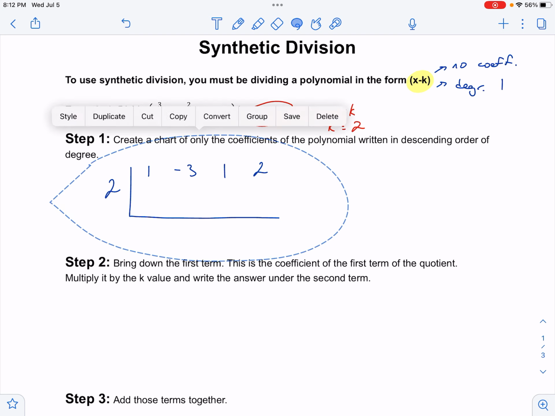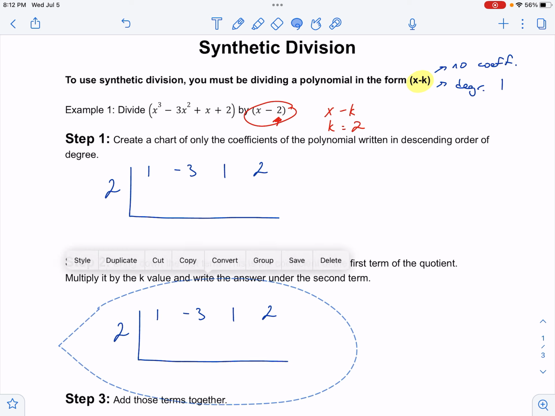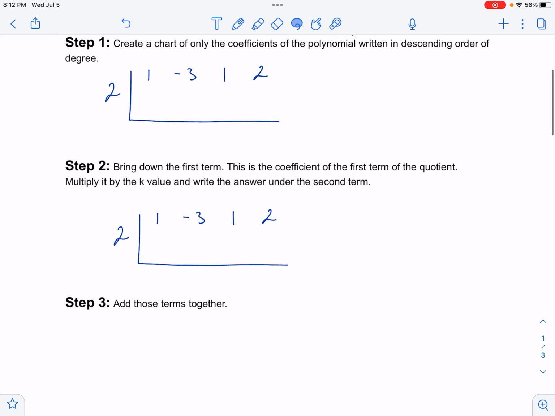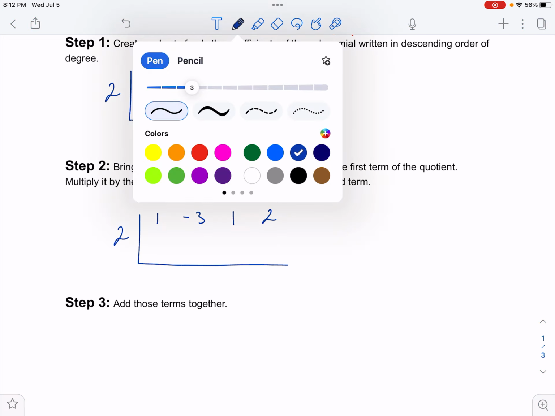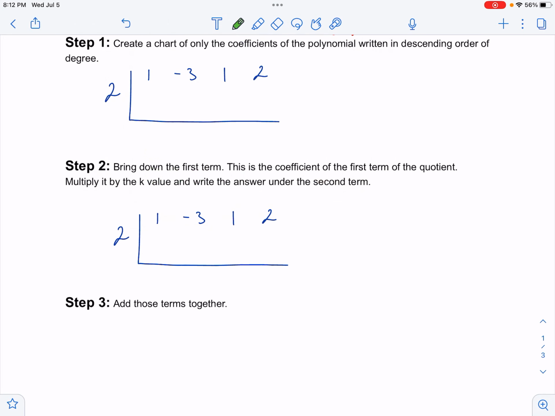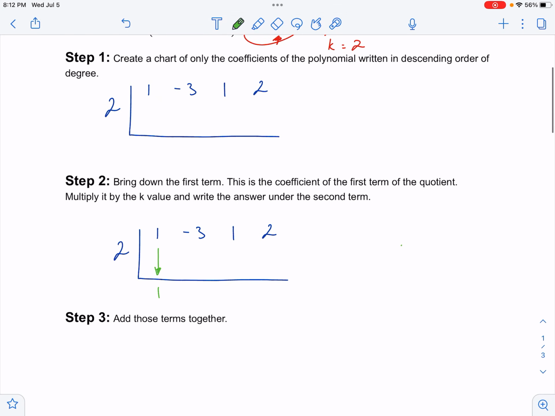I'm literally going to duplicate this, and we're going to continue on with the next step. Next step says bring down the first term. Okay? So I'm bringing down the first term. It's going to go underneath. This is the coefficient of the first term of the quotient. So we know our quotient, the first term, has a coefficient of 1. Then I need to multiply it by the k value and write the answer under the second term. Another way we say this is we say multiply across.